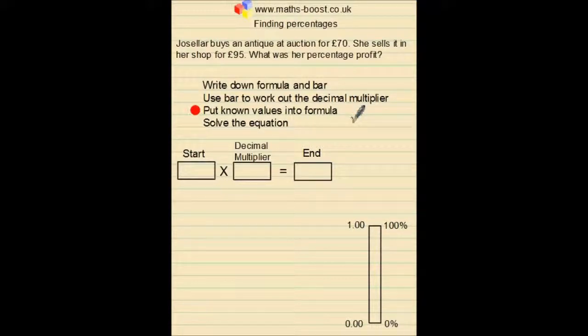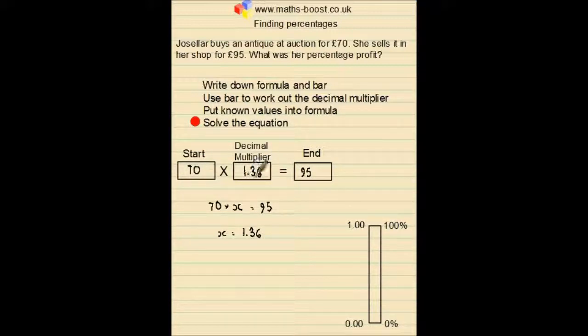Step 3, we put our known values into the formula. We started with 70 and finished with 95. Step 4, solve the equation. What we have here is 70 times some number is equal to 95. And similar to the last question, you should know that we're just going to divide by 70 to find the value of x. And to 2 decimal places, you'll find that x is equal to 1.36. So this is our decimal multiplier.